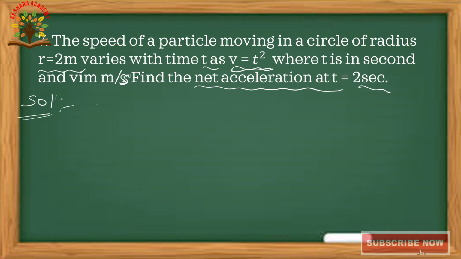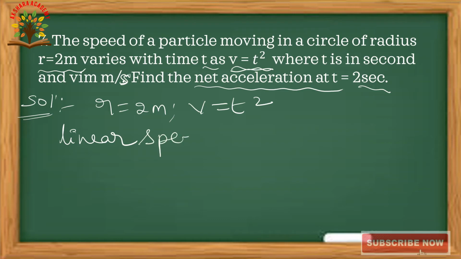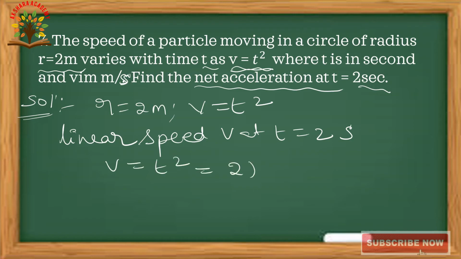Here they have given r is equal to 2 meters and v is equal to t square. First we have to calculate the linear speed v at t is equal to 2 seconds. v is equal to t square, that is 2 whole square. So v is equal to 4 meters per second. Linear speed v is equal to 4 meters per second.